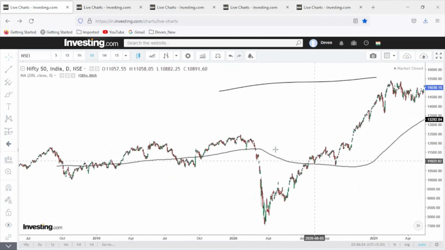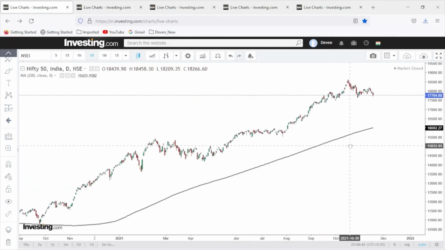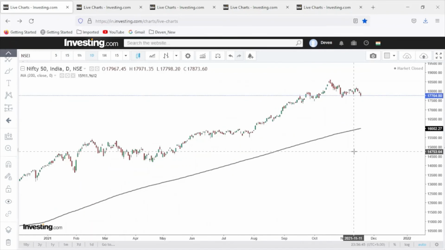Now after that, see what happened. You can see the market is still above the 200 EMA. So for a recession to come again, the market has to go below 16,000, or this EMA level as of now, right? So whenever you want to invest in a stock, if it is below the 200 EMA, you better not invest. Just stand aside.